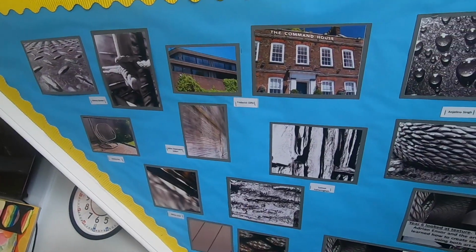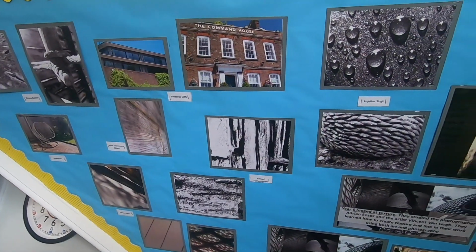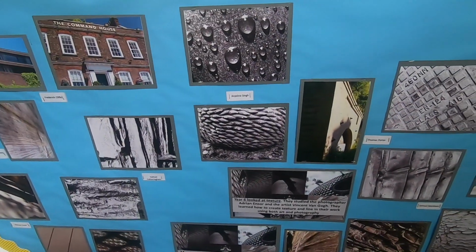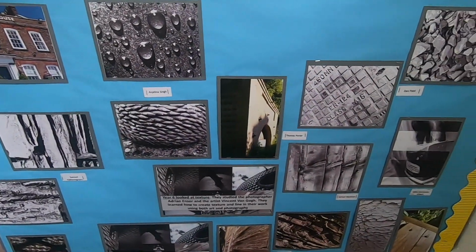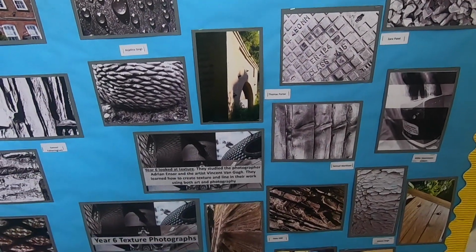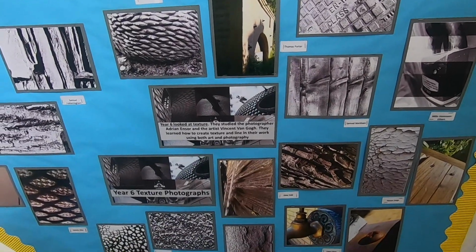Year 6 looked at texture, and we looked at a photographer called Adrian Ensor, who includes a lot of texture in his work. We also looked at Vincent van Gogh, who is the master of texture, and then we also took these texture photographs.